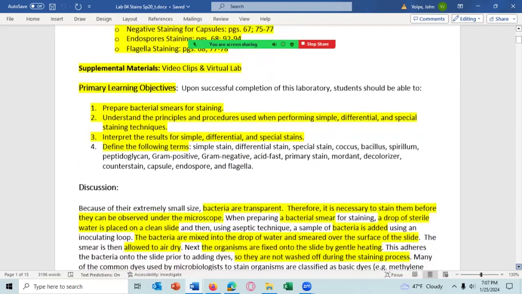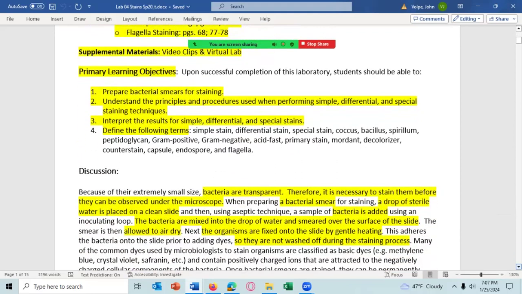Let's cover the learning objectives for this lab. 1, be able to prepare a bacterial smear for staining. 2, understand the principles and procedures used when performing a simple stain, a differential stain, and a special stain. 3, be able to interpret the results for the simple stain, a differential stain, and for the special stains that we're going to talk about. And remember, there are 3 special stains we are covering.